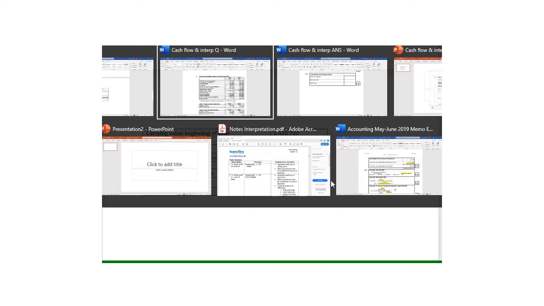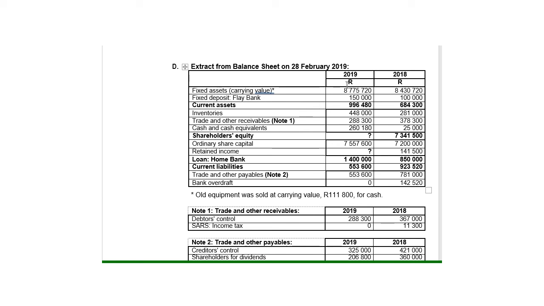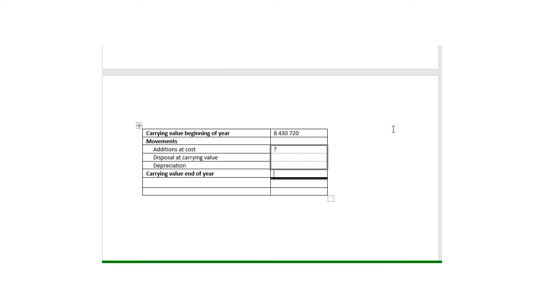Let's just put it in. 8,430,720, and I've also got this year's balance, which was 8,775,720. That would be the balance at the end. Now I must go and look for anything about disposals.